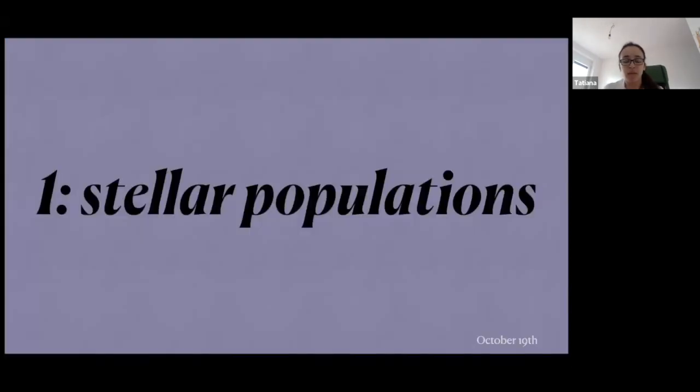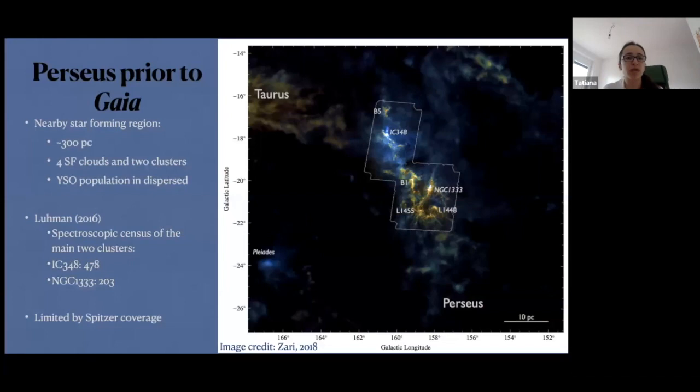So moving on to the stellar populations that I explored during my PhD, I thought I would start by saying what we knew prior to Gaia. Perseus has always been a very interesting region because it's nearby, at 300 parsecs. It hosts two main clusters, IC348 and NGC 1333, but also a dispersed population of young stellar objects. So it has always been a great laboratory to study star formation.